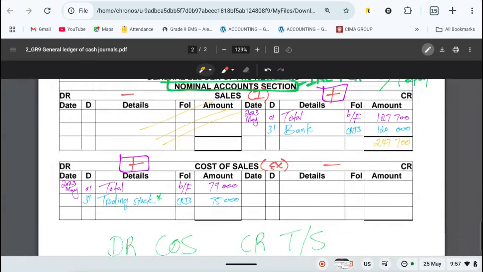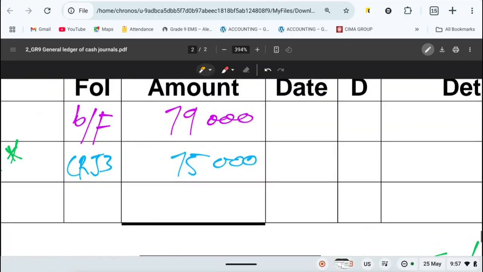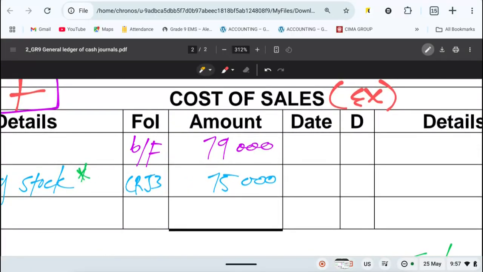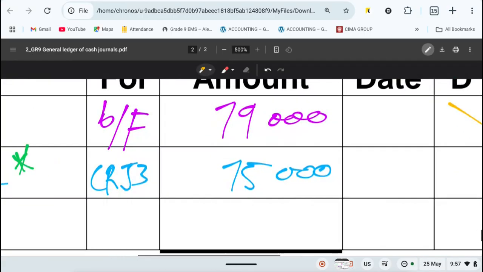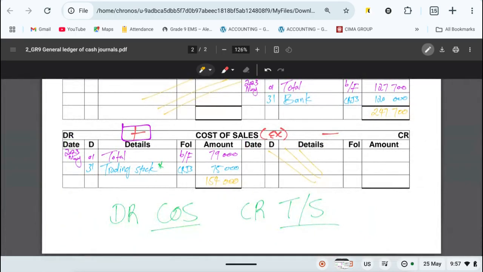And then cost of sales, same thing, you total one side, so there's nothing on the other side, so you don't close them off. Later on when you continue the accounting, you see how we close them off, plus 75, but at this stage you just add one side, so it's 154,000. So this is the amount of stock the business has sold by the end of May. Then you are done.